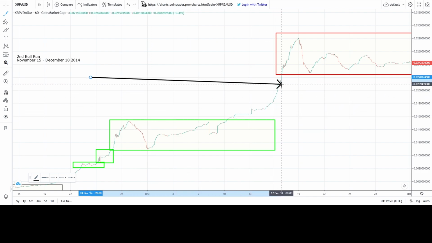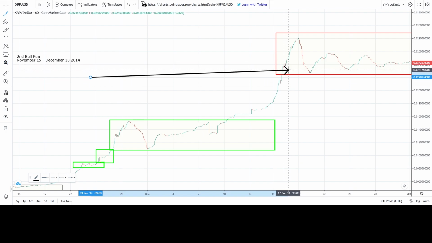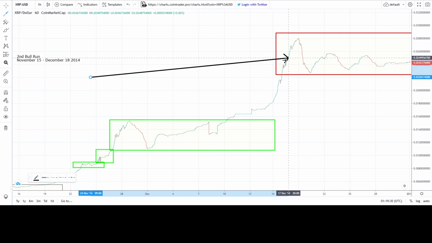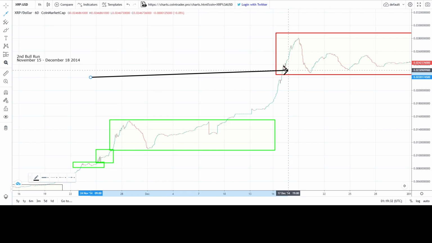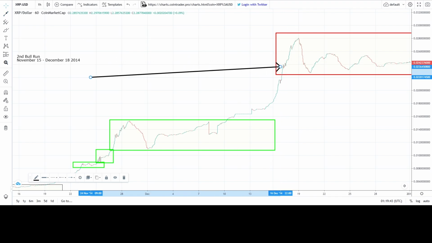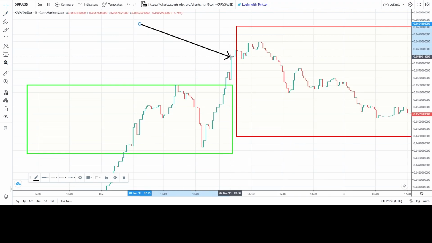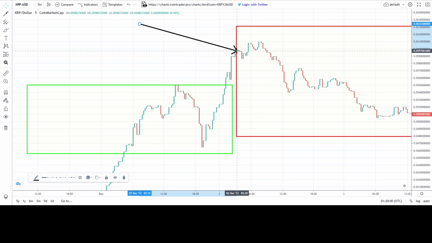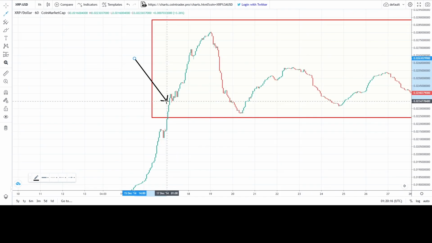So 1, 2, 3, 4, 5, 6, 7. Look what I did here. I counted all this as 1. This pullback here harkens back to this original one where it moves up, pulls back, then moves up a little more. Let's zoom in on this. So we see that same thing play out here.